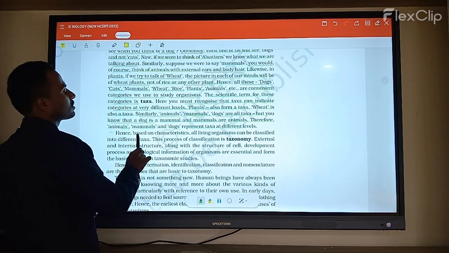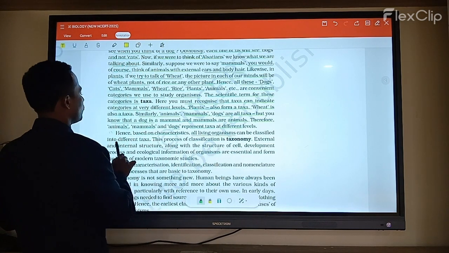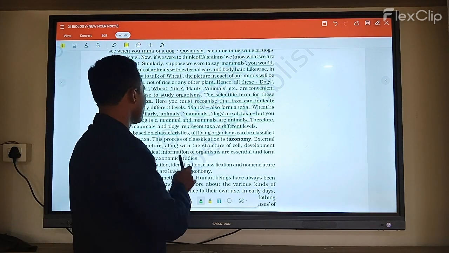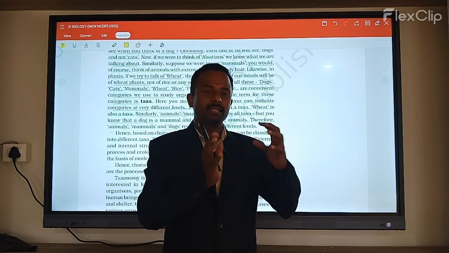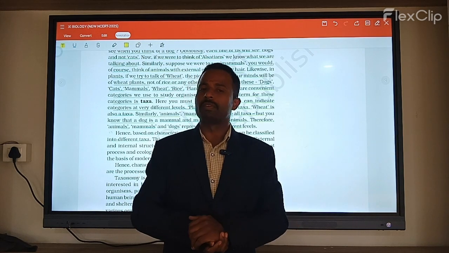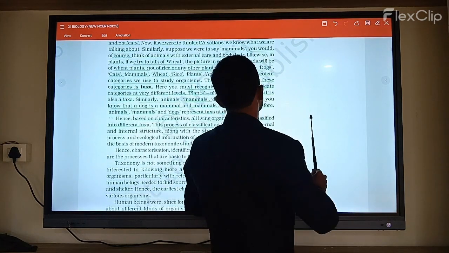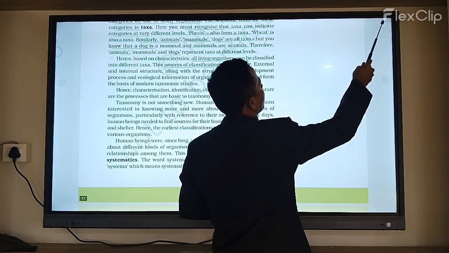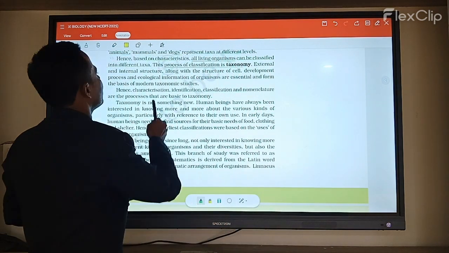Based on their characteristics, all living organisms can be classified into different taxa. That process is called taxonomy. Here we make different classes and groups, and giving them names is called taxonomy. Okay, next, the external and internal structures.